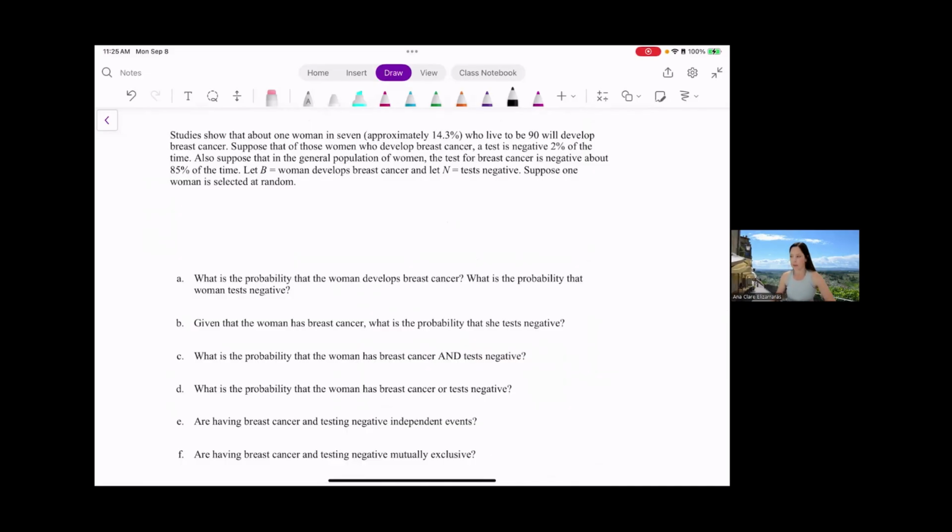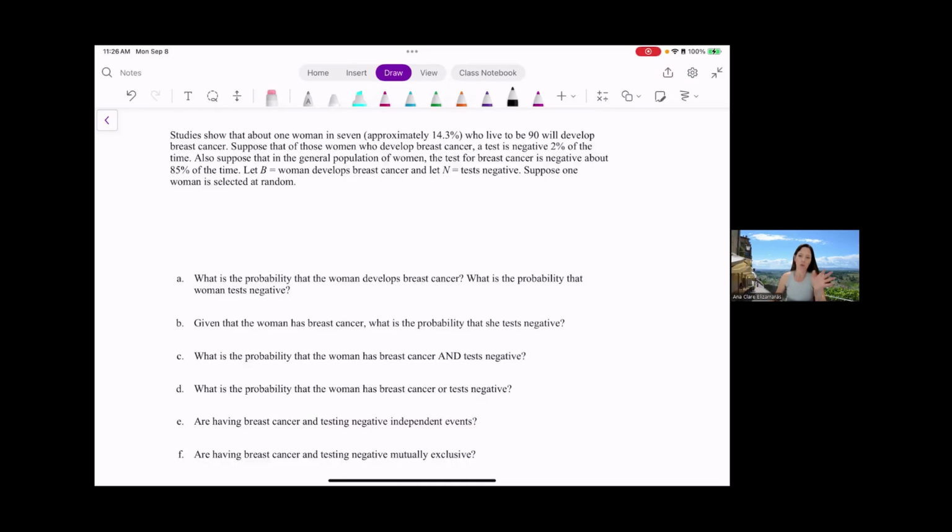Studies show that about 1 in 7, approximately 14.3, that's rounding, percent of women who live to be 90 will develop breast cancer. Suppose that of those women who develop breast cancer, a test is negative 2% of the time. Also suppose that in the general population, the test for breast cancer is negative about 85% of the time. B is breast cancer, N is negative.